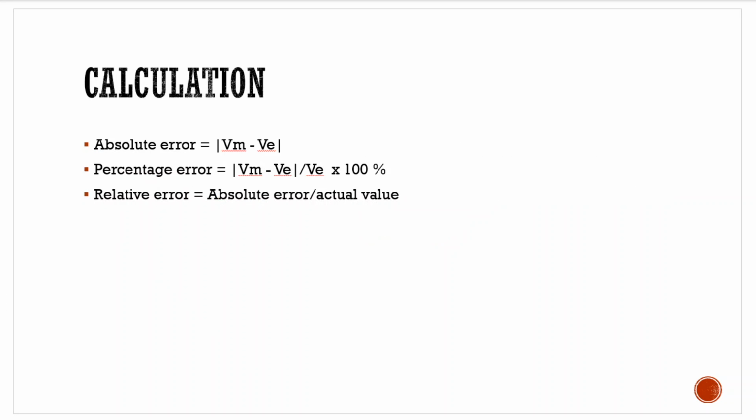Now, this is just the basics. How to calculate errors in the measuring devices. We can calculate the error either in terms of absolute values or in terms of relative values or simply by taking the percentage value of the error. So absolute value of error is simply the measured value of the reading minus the exact value, the modulus of this.